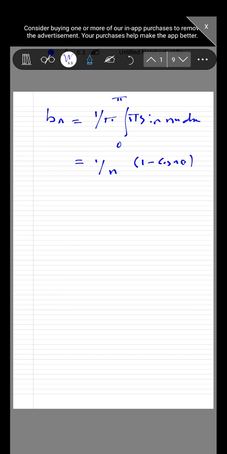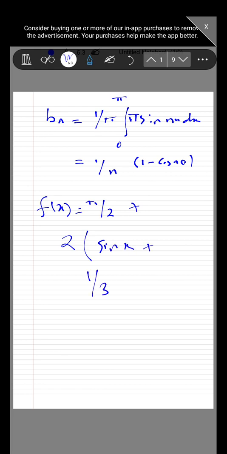So using all this information gathered, we can write the function f(x) as equal to pi/2 plus 2 into (sin x plus 1/3 sin 3x plus 1/5 sin 5x).